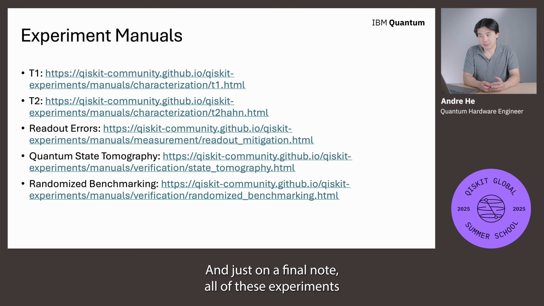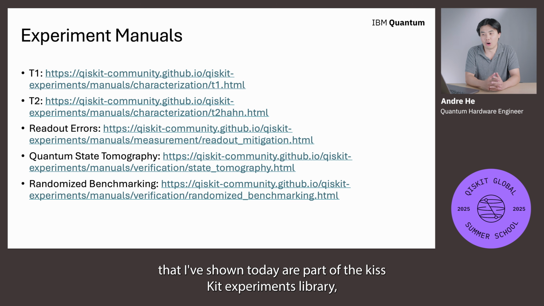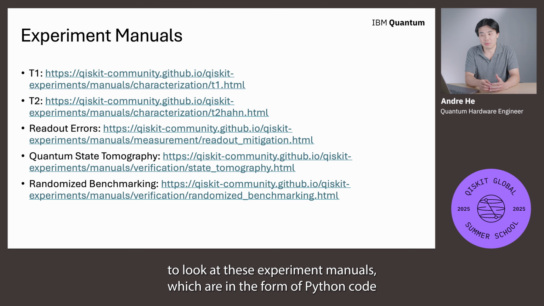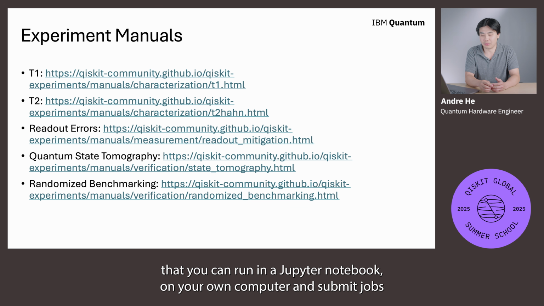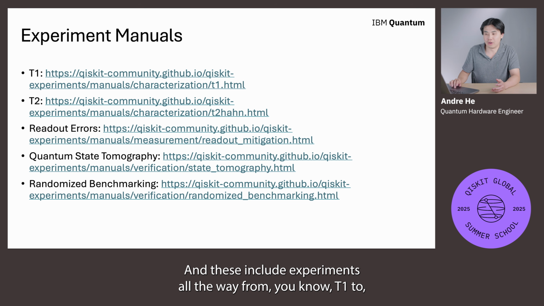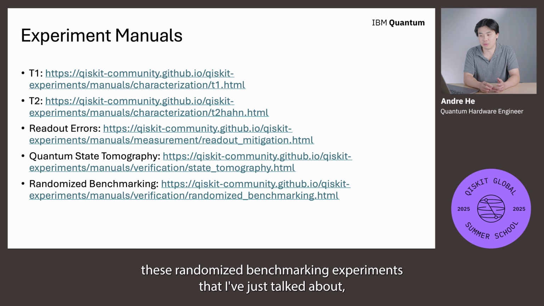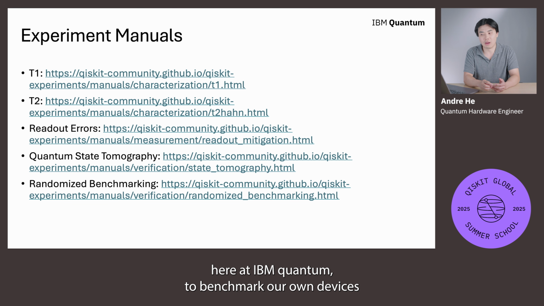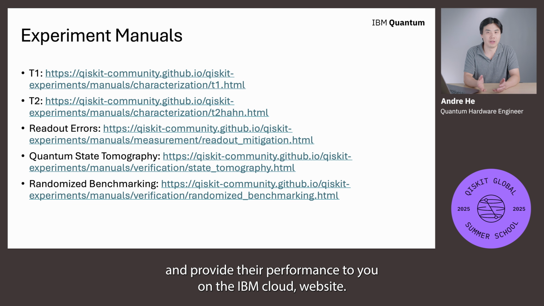And just on a final note, all of these experiments that I've shown today are part of the Qiskit Experiments library. And I've included some links here that you can feel free to visit on your own time to look at these experiment manuals, which are in the form of Python code that you can run in a Jupyter notebook on your own computer and submit jobs to actually benchmark for yourselves the performance of our quantum devices. And these include experiments all the way from T1 to these randomized benchmarking experiments that I've just talked about. And these are also the experiments that we use ourselves here at IBM Quantum to benchmark our own devices and provide their performance to you on the IBM Cloud website.